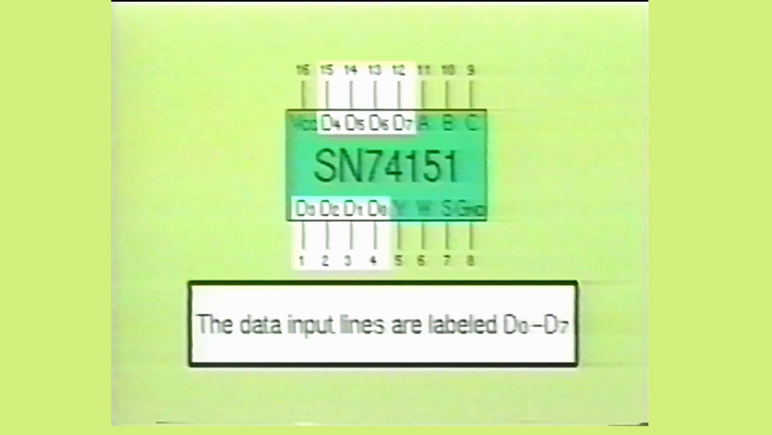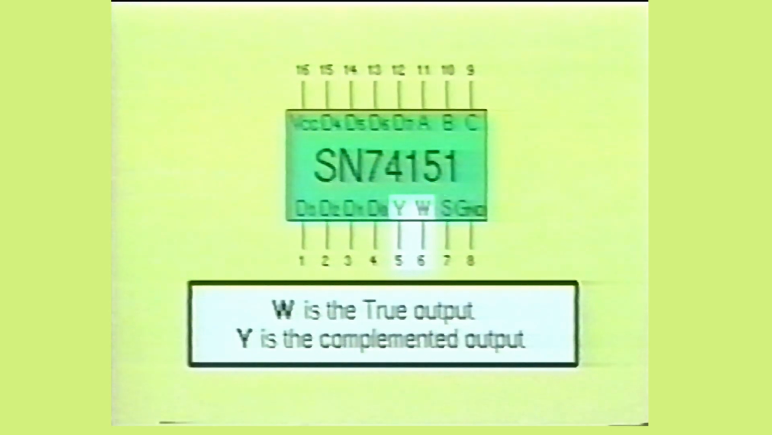Here you see the SN74151, which is an 8-line to 1-line digital multiplexer integrated circuit. Internally, this IC contains 8 4-input AND gates, one 8-input NOR gate, and 8 inverter gates. You may not have noticed, but this IC has 2 outputs. One output, which is labeled W, provides the true information, and the other output, which is labeled Y, provides a complemented output.